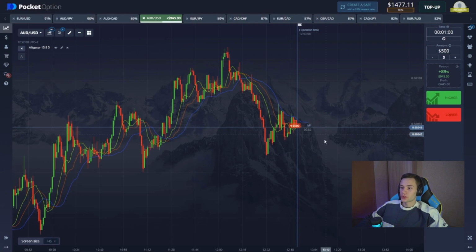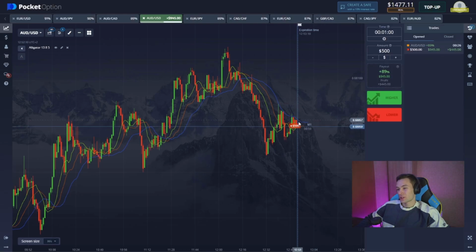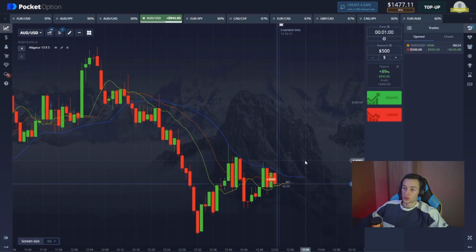Again, we're choosing the pullback moment. The correction is over, that's why we open a short position. We already see the candle breaking down, and good timing of the trade opening. The resistance zone played out, and I think the movement should also be to the downside. There we have 10 seconds left before the closing, and our trade ends. I hope it ends up in profit.